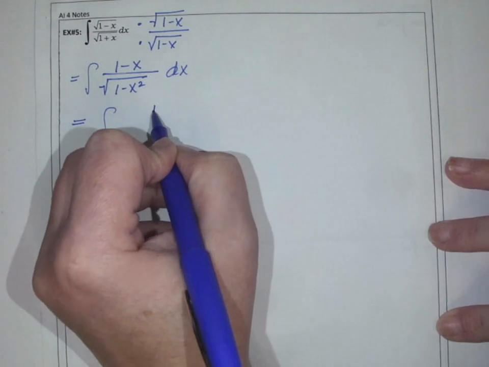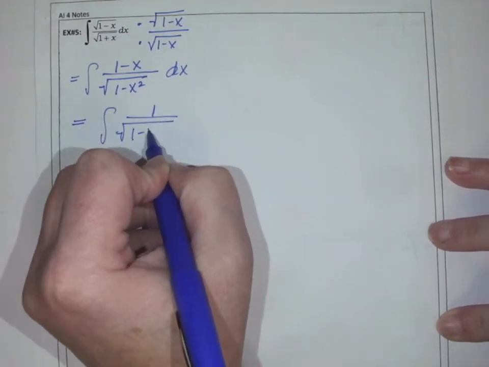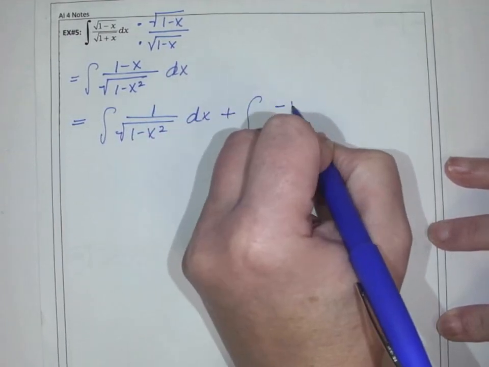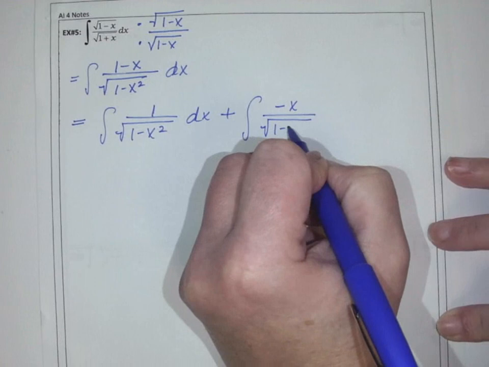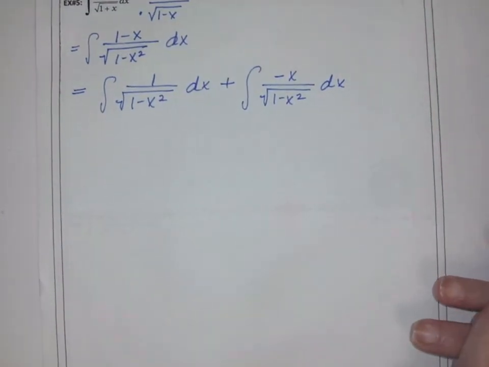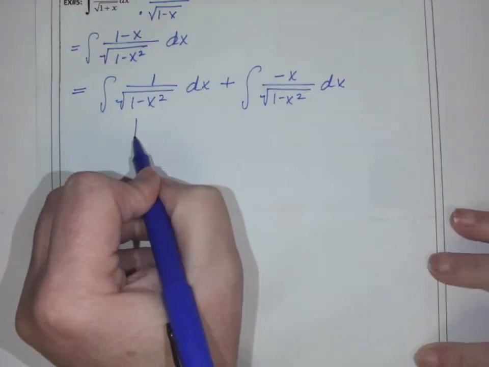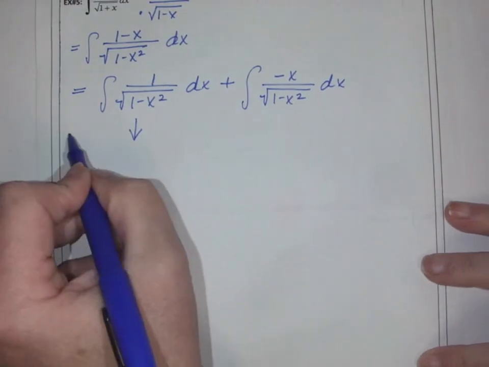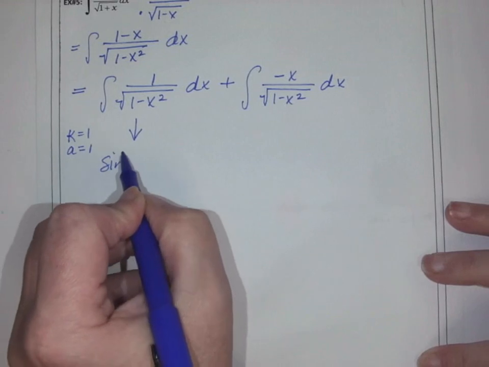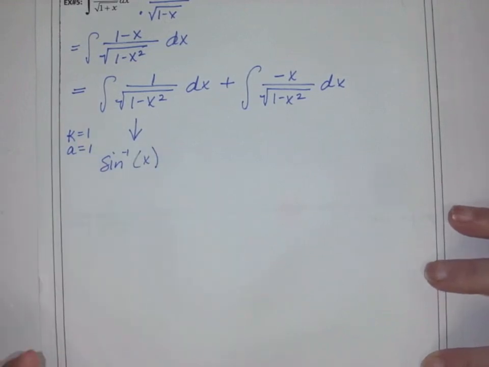So we can write this as the integral of 1 over the square root of 1 minus x squared dx plus the integral of negative x over the square root of 1 minus x squared dx. So you can break it apart into two integrals because it's the numerator. You cannot ever break apart the denominator with pluses and minuses. Okay, now this guy, hopefully you recognize it as inverse sine, where k is equal to 1 and a is equal to 1, so it integrates to inverse sine of x, okay?